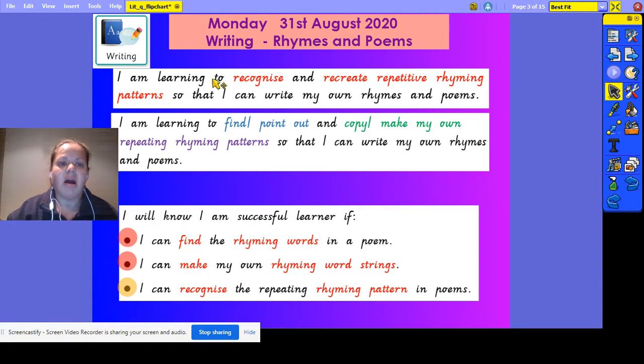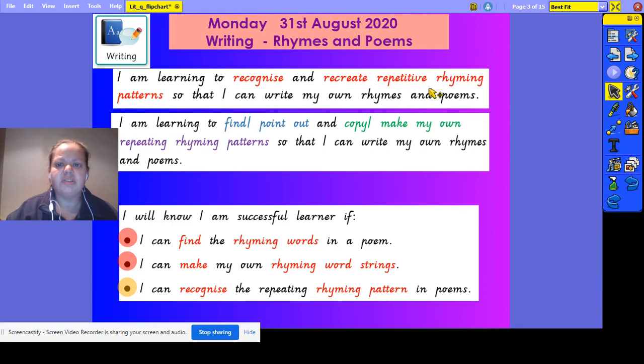It says, I'm learning to recognize and recreate repetitive rhyming patterns so that I can write my own rhymes and poems. So there's quite a few big words in that learning intention. So let's pull that apart and have a little look. It says, I'm learning to recognize. So recognize means to find, to point out, okay? And then to recreate. So to copy or to make my own repetitive rhyming patterns.